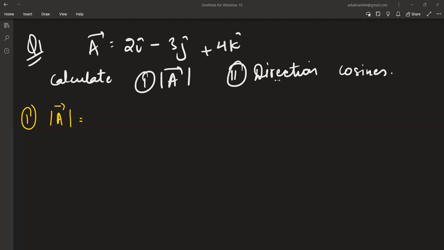Okay, I'll start the discussion. Please match your answers. Yes, Yasir, very good. Answer is right. See, we have to take the square of each coefficient. I cap, what is the coefficient of I cap? This is 2. So this becomes 2 square plus. What is the coefficient of j? It's minus 3. So minus 3 square plus. What is the coefficient of k cap?